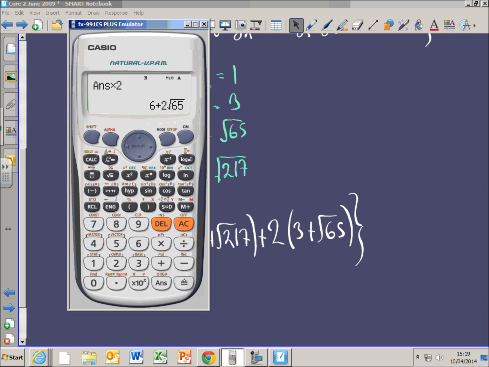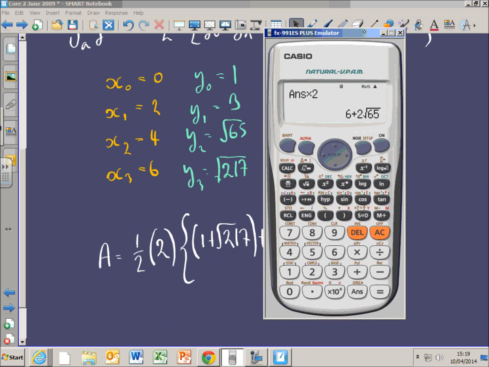I'm going to add on 1. I'm going to add on root 217. And that's my answer. Okay? That's the area under the curve, approximately.